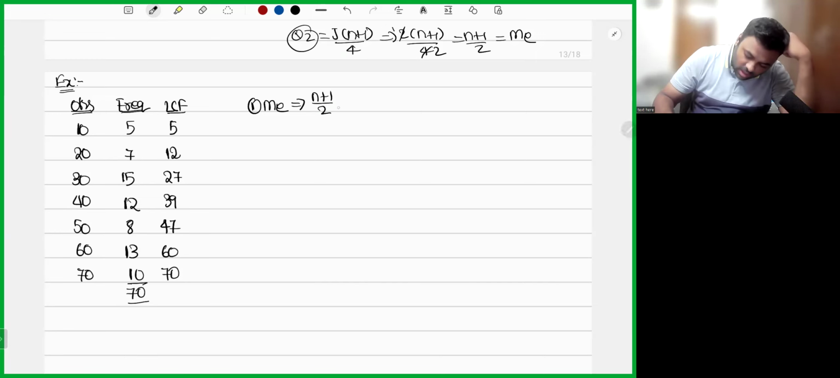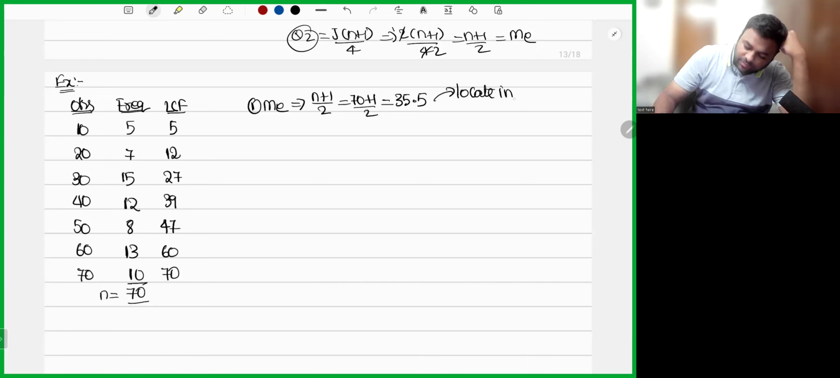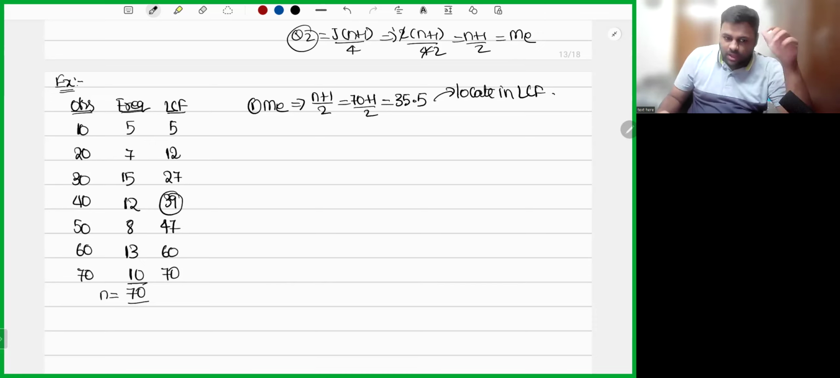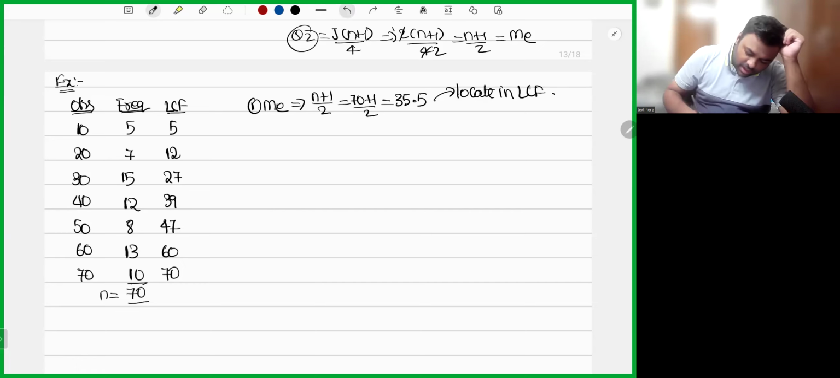Okay. Now, n is summation of f. So 70 plus 1 by 2, 71 by 2, that is 35.5. This you will go ahead and locate in LCF. If you locate in LCF, where you will have 35.5, you will have somewhere around here. If that value is not there, we'll go for the next higher value. Its respective observation, median is equal to 40.